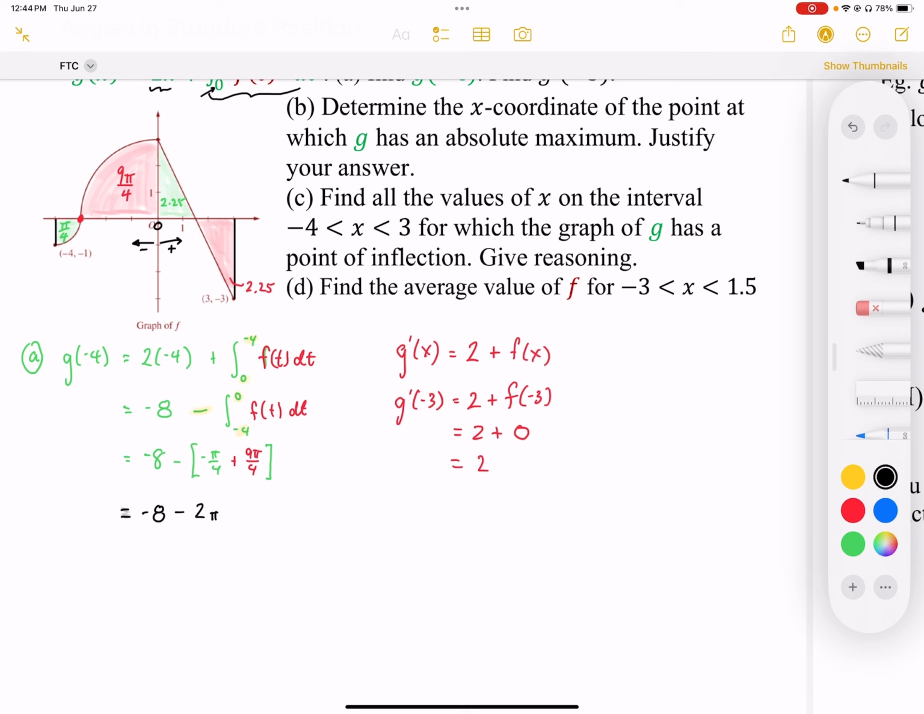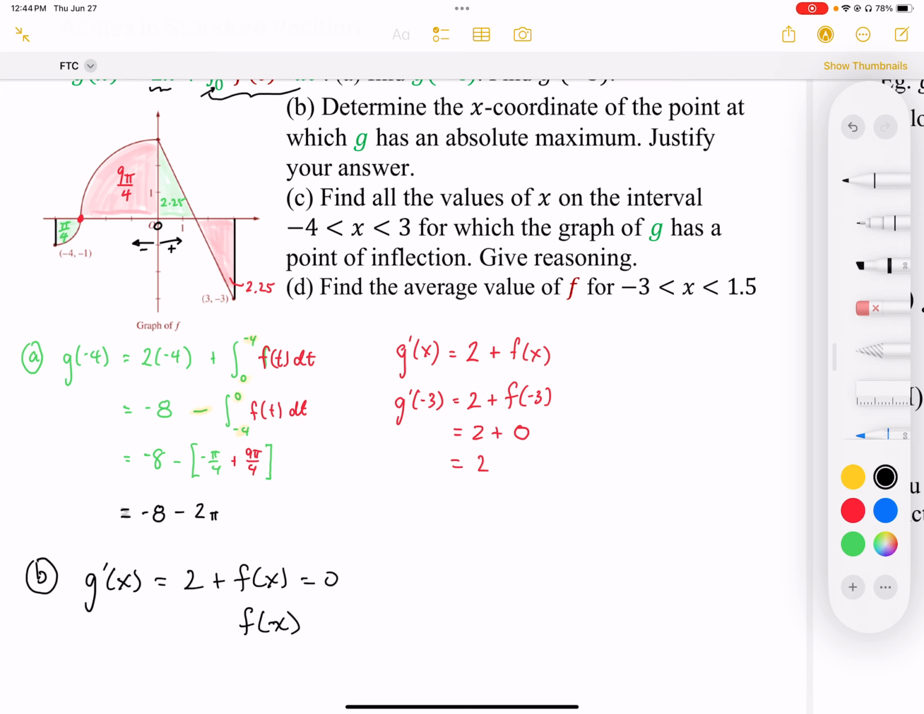Part B of this is asking, determine the coordinate of a point at which g has an absolute maximum. Okay, so first of all, to find an absolute maximum, I need to find where the derivatives are equal to 0. So I need to look at my g prime graph, and I need to make this function equal to 0.